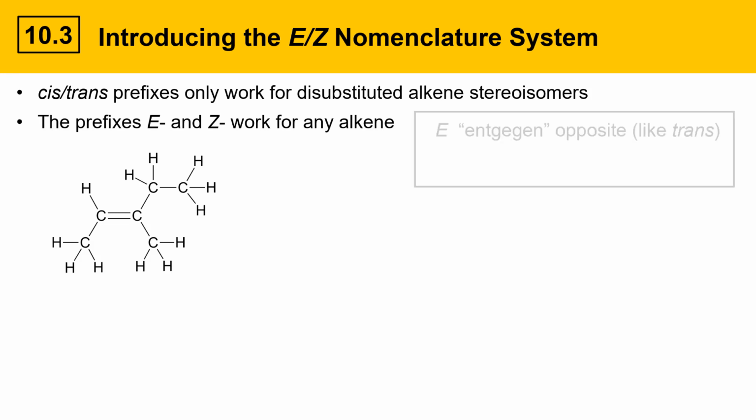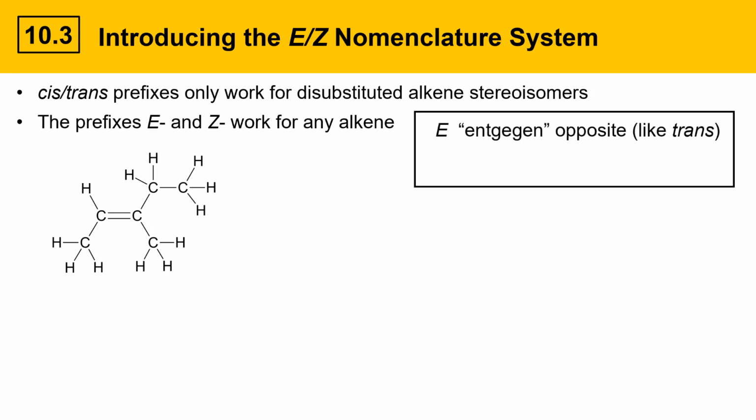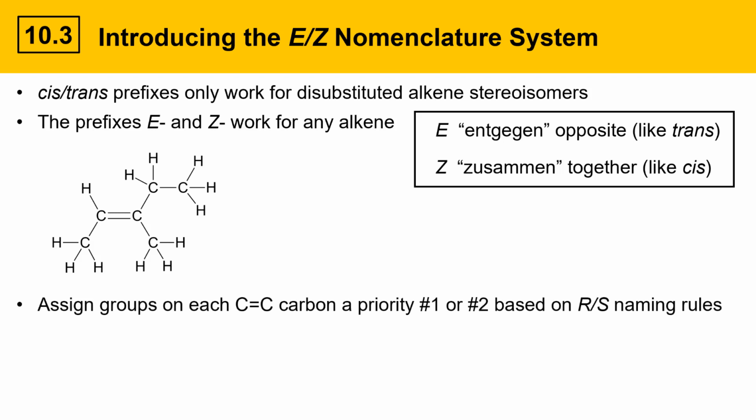The names come from German words. E for entgegen means opposite, that would be like trans. The term Z comes from the German word zusammen, and that means together. That would be like a cis arrangement. To assign E and Z labels, you first need to assign the groups on each C=C carbon a priority of number 1 or number 2 based on R and S naming rules for stereogenic centers.